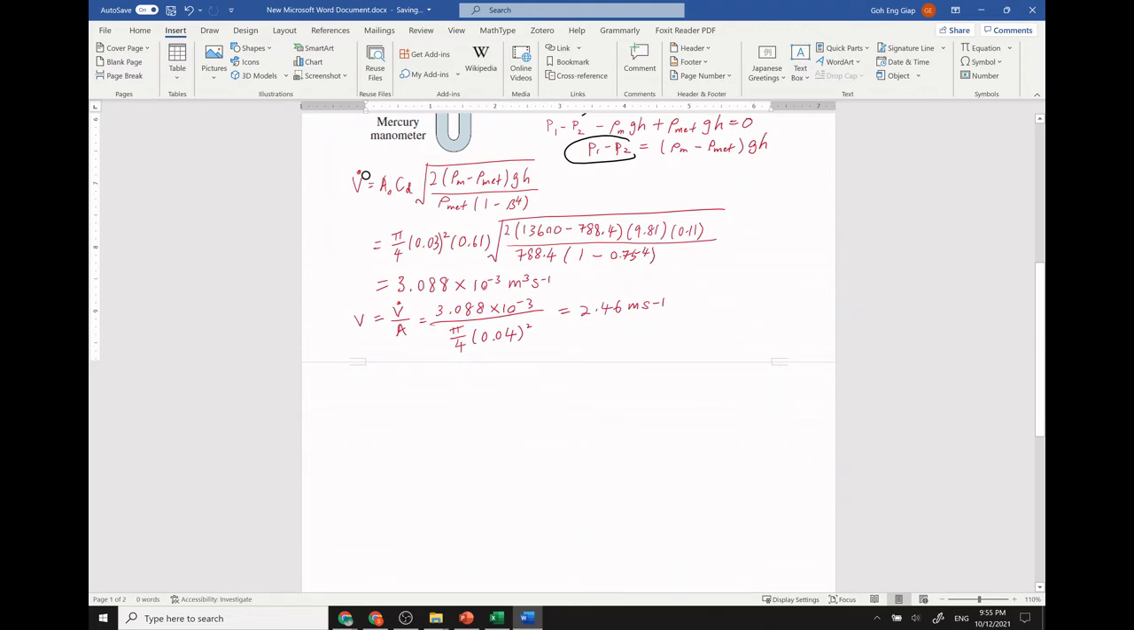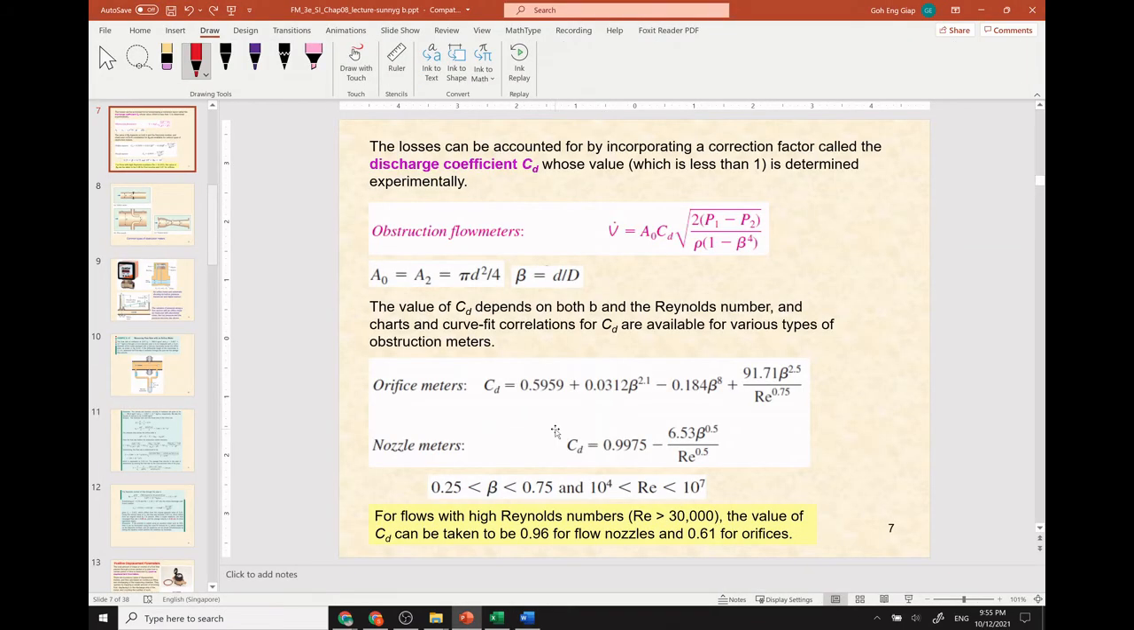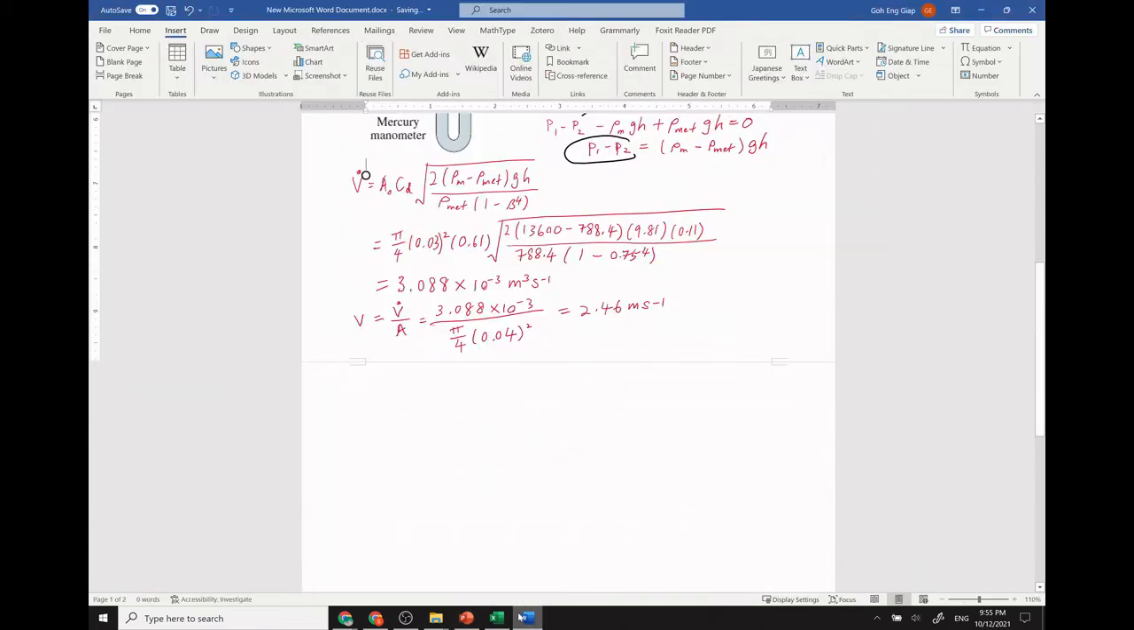So actually, to know the CD value, we have to use this orifice meter equation. We must have this beta as well as Reynolds number, but we don't have the Reynolds number. That's why we assume the CD value. So now we have the velocity, okay, and also the volumetric flow rate. So we can use the velocity to calculate the Reynolds number.